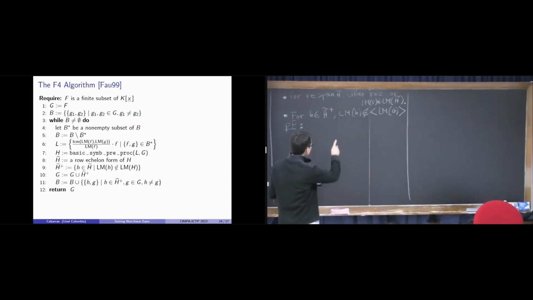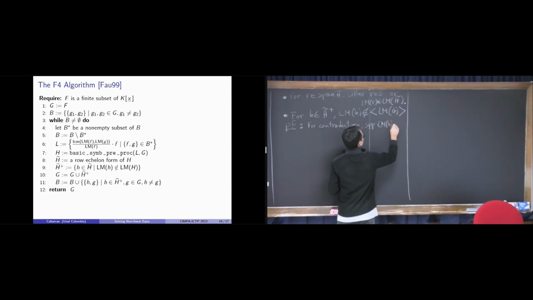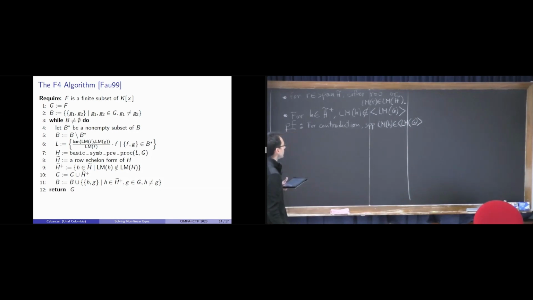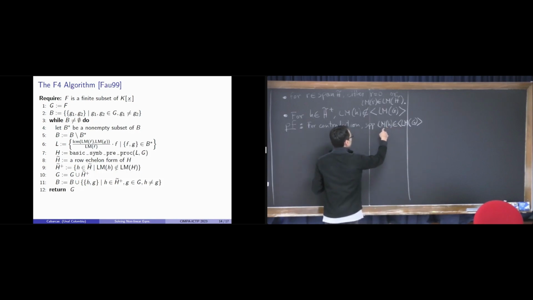So let's do it by contradiction. For a contradiction, let's suppose that the leading monomial of H belongs to the ideal generated by the leading monomials of G. Right? So then there exists an element in G whose leading monomial divides the leading monomial of H.